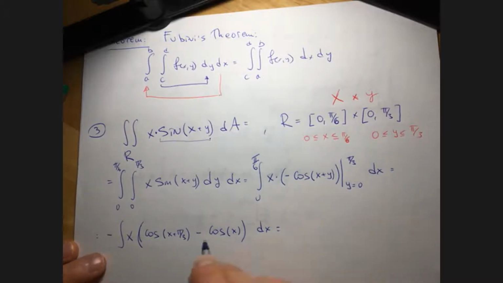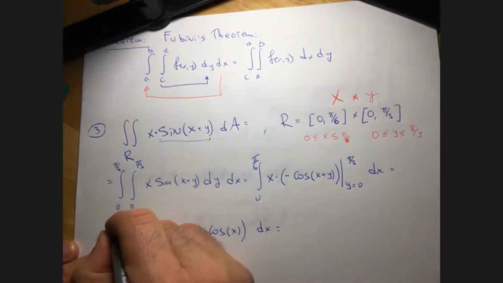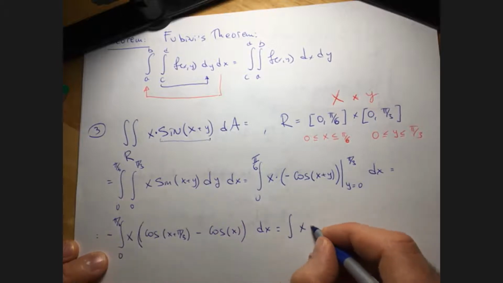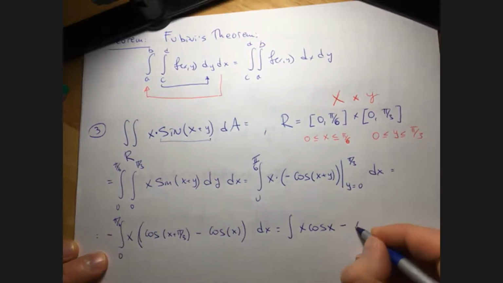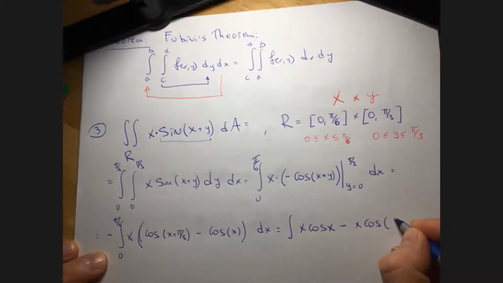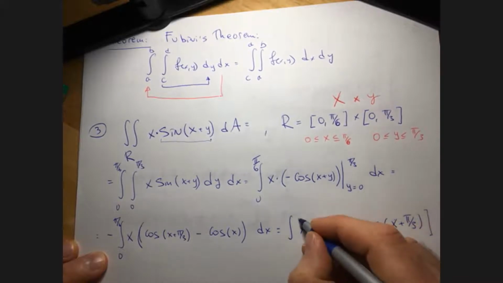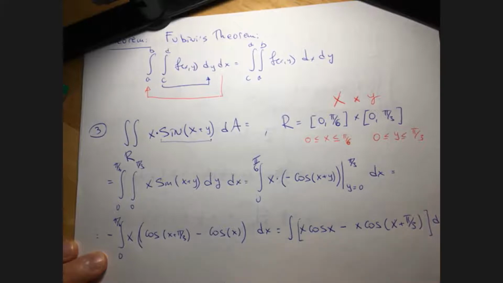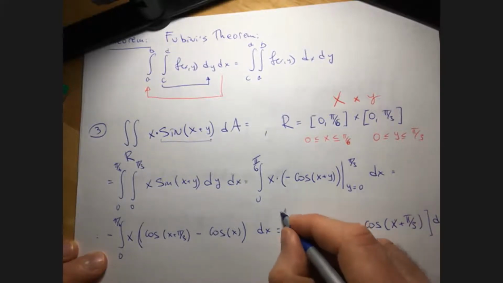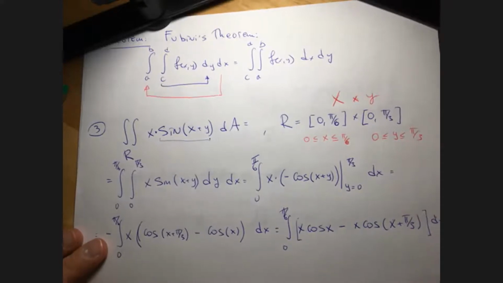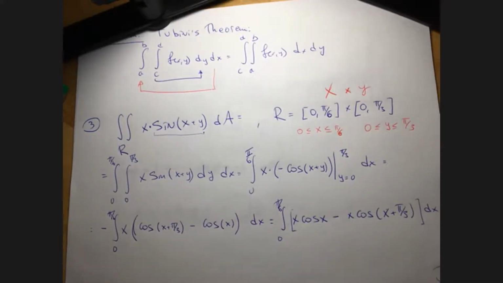And now this can be written with this negative coming in here. The integral from 0 to pi over 6 can be treated as x cosine of x minus x cosine of x plus pi over 3 dx from 0 to pi over 6. And here you just use integration by parts for both of them, and you can finish this problem. Any questions?